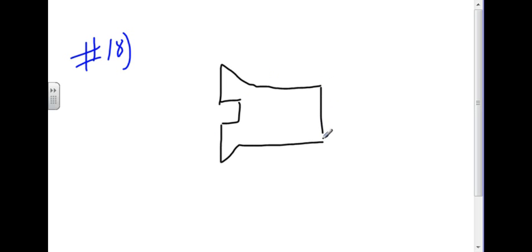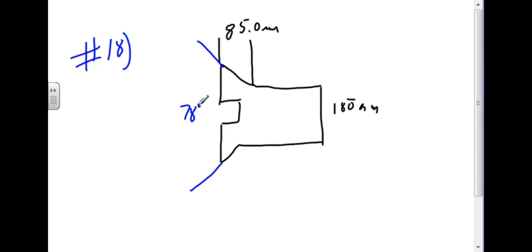All right. I got 180 millimeters there. I got 5.8. No, I don't. I have 85. 85.0 millimeters to there. And when I come this way, I see a 78-degree angle. Isn't that just hunky? What am I going to do with that?